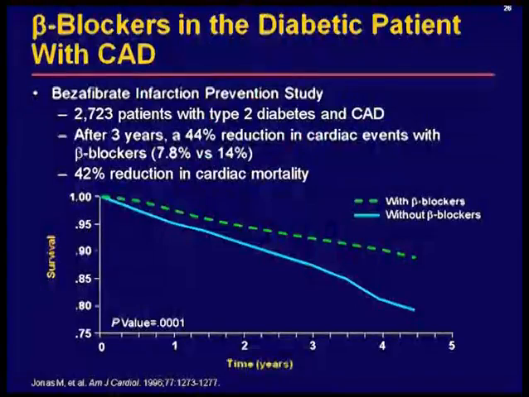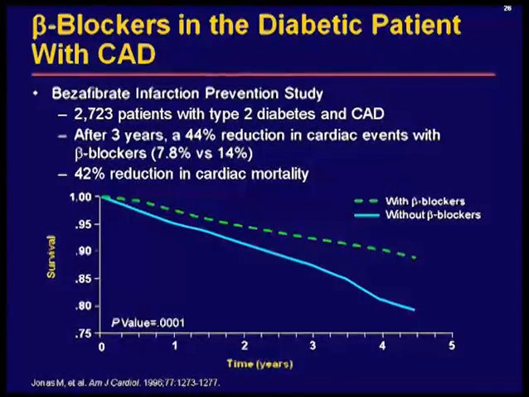Now, finally, comments on beta blockers in patients who have diabetes and hypertension. It is still somewhat controversial, but beta blockers have been shown to be very protective in diabetic patients who have coronary artery disease. This was a study that was actually being done with fenofibrates, but some patients received beta blockers and some did not receive beta blockers. Patients who received beta blocker had a better survival than patients who did not receive any beta blocker.